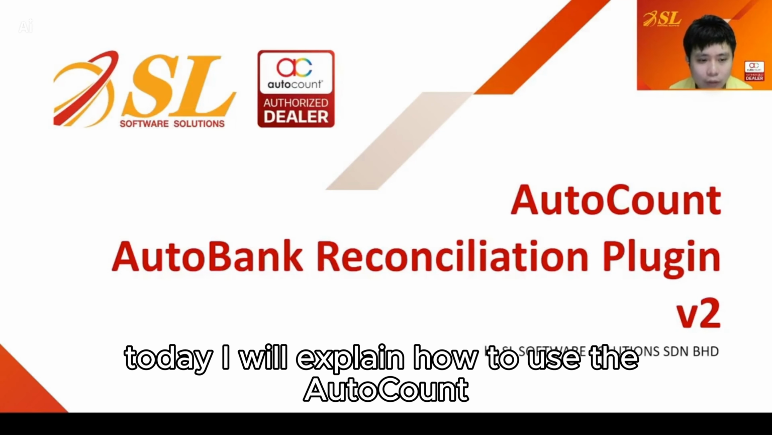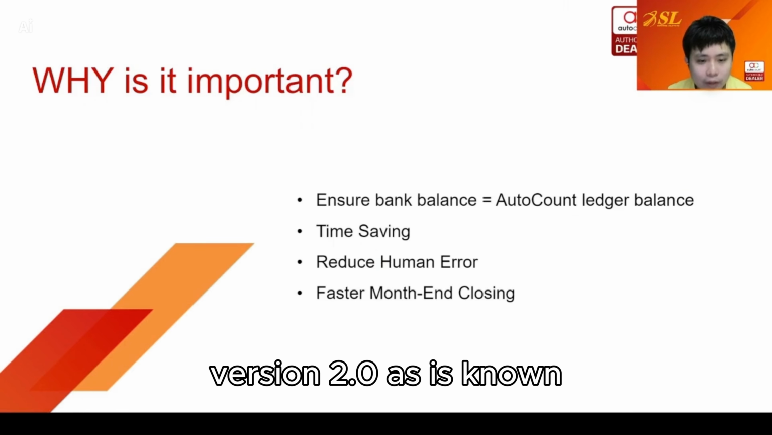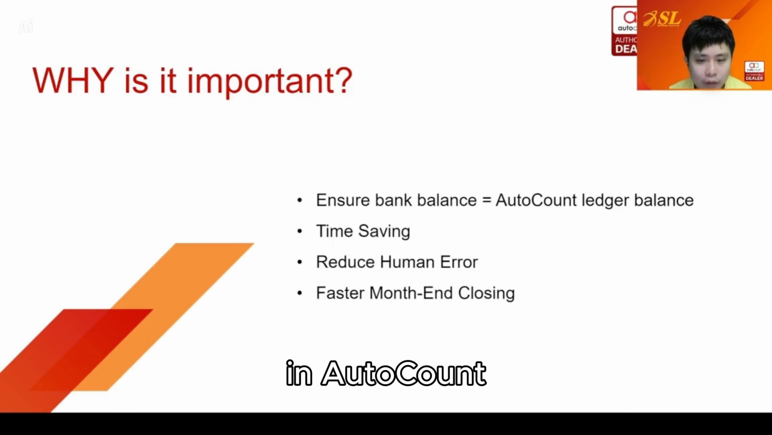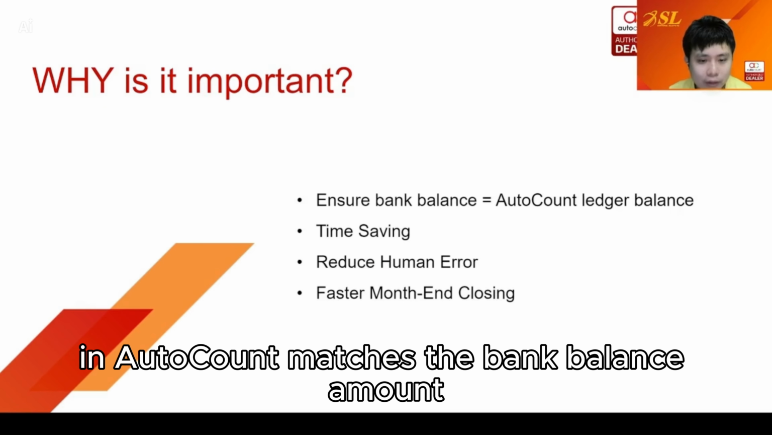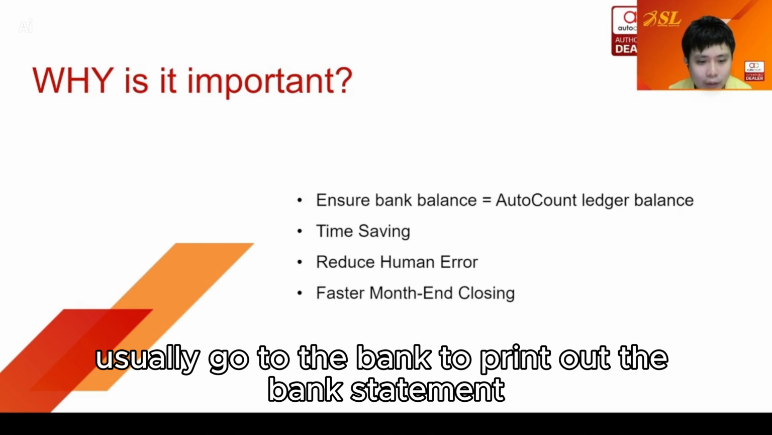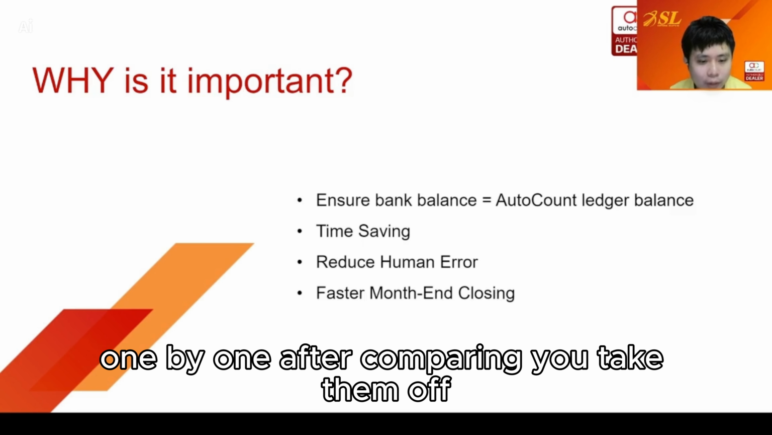Today I will explain how to use the AutoCount AutoBank Reconciliation Plugin version 2.0. As is known, the purpose of Bank Recon in AutoCount is to help you ensure that the ledger balance in AutoCount matches the bank balance amount. Usually, you go to the bank to print out the bank statement, then go back to AutoCount and compare each transaction one by one. After comparing, you tick them off.